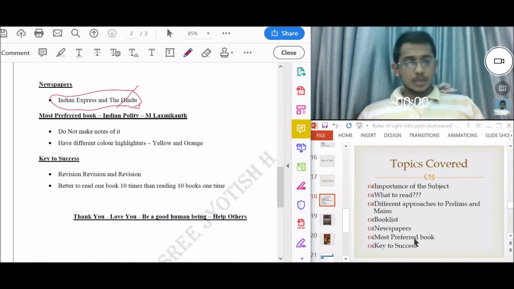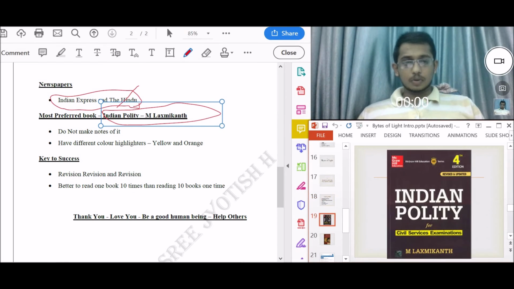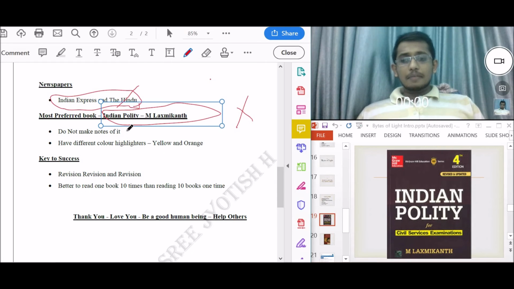So newspapers are done. So which is the most preferred book? It is nothing else than M. Lakshmikant. Yes, it is the most preferred book. And it is said that without reading Lakshmikant, you cannot clear the examination. The civil service examination cannot be cleared. So M. Lakshmikant is very important, and never, do not make notes of it.